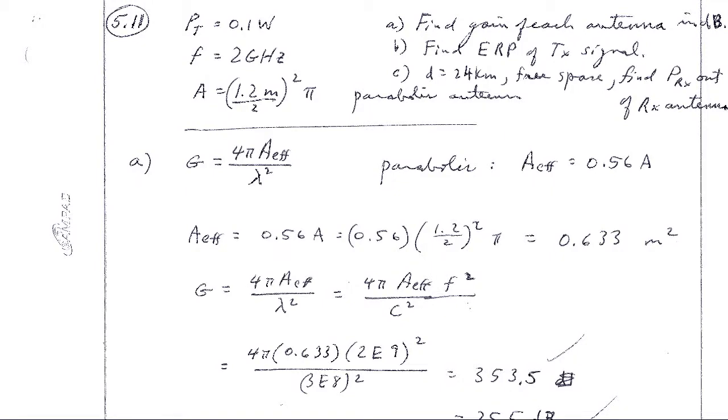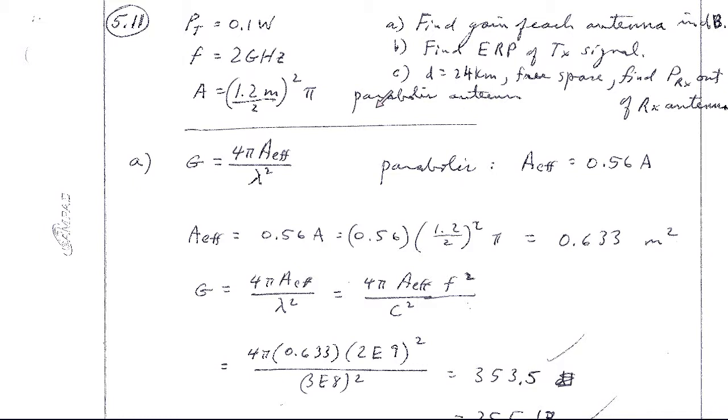Okay, in this video I'm going to show you the solution to problem 511 from Stallings. Here we start off with a transmitted power of 0.1 watt, frequency at 2 gigahertz, and we're given a parabolic dish which is 1.2 meters in diameter. Actually, we have two parabolic antennas, 1.2 meters in diameter.